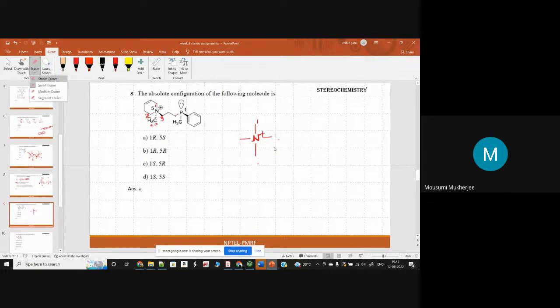So four will be below. Sorry, 4 is this one, CH3. That will be below, meaning the down one, the vertical one. Yes, this will be 3. Sorry, I made a mistake again.